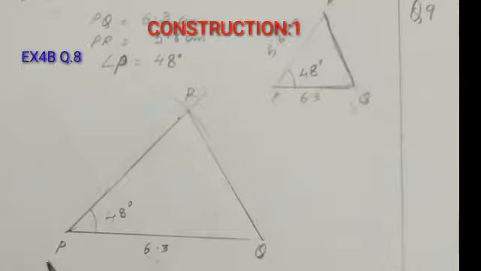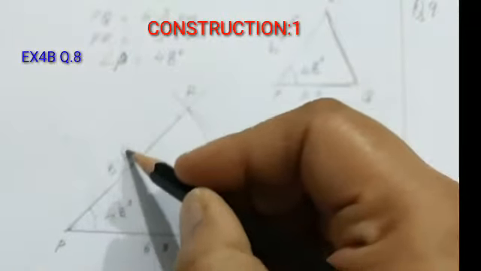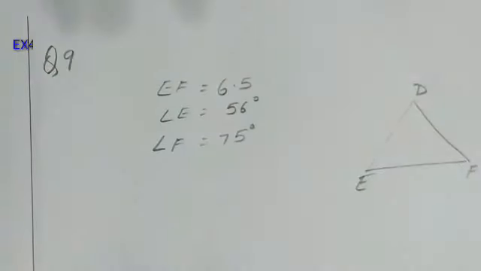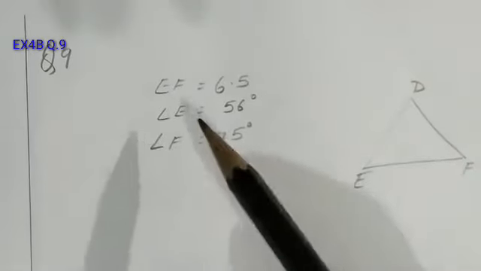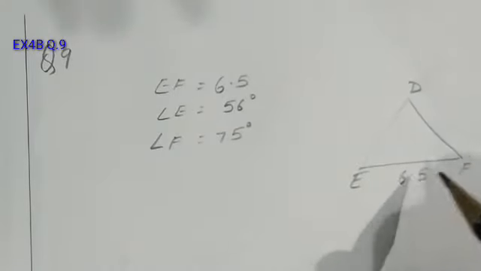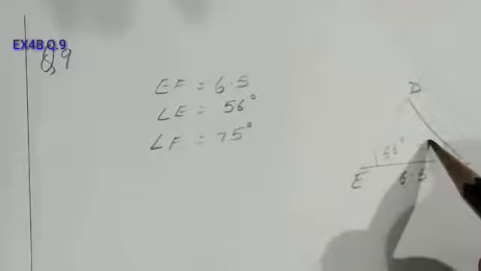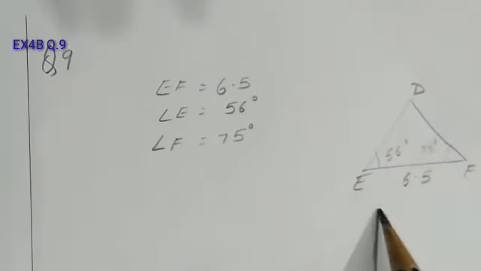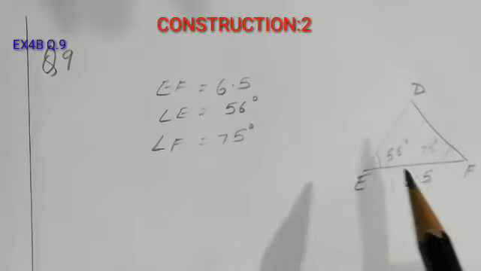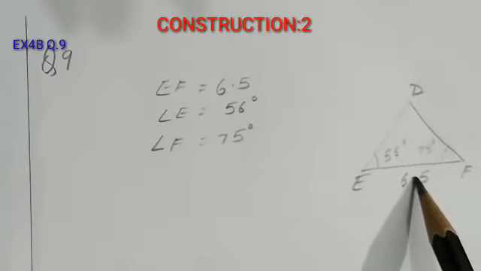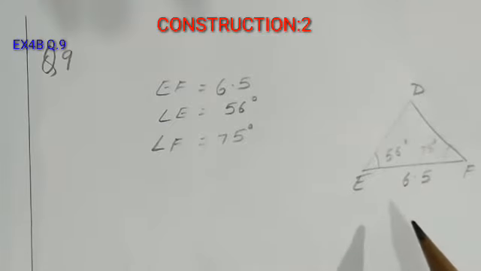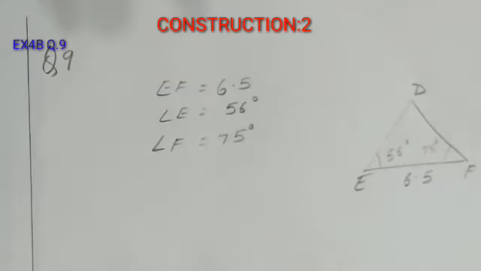Hence triangle PQR is the required triangle in which PQ equals 6.3 cm, angle P equals 48 degree and PR equals 5.6 cm. 9. Construct a triangle DEF in which EF equals 6.5 cm, angle E equals 56 degree, angle F equals 75 degree. So this question is based on construction 2 when you are given two angles and including side. So how will you proceed? First step, draw EF equals 6.5 centimeter.